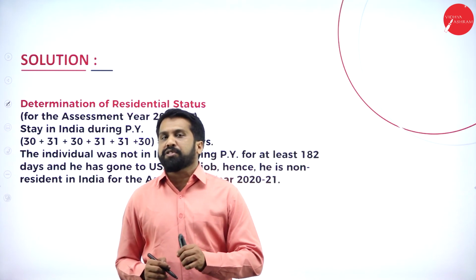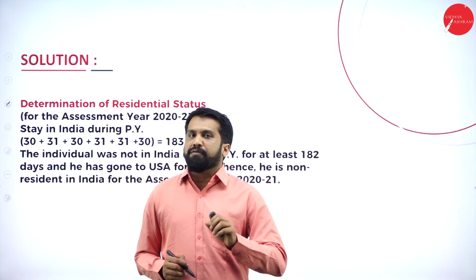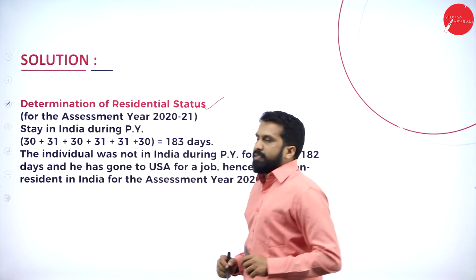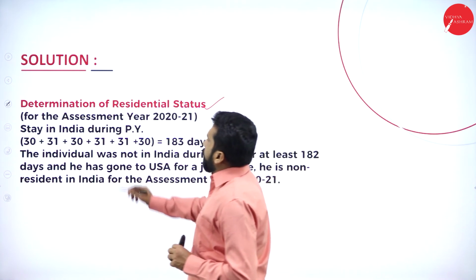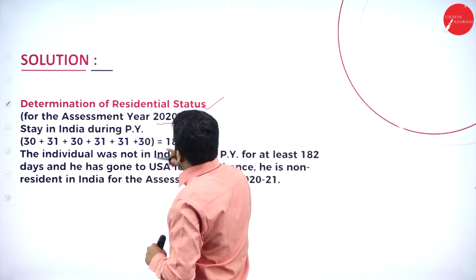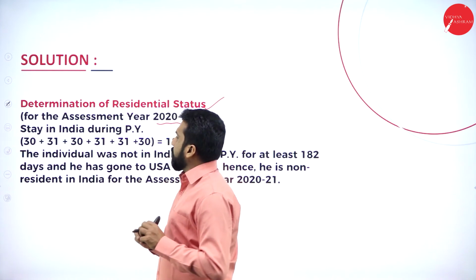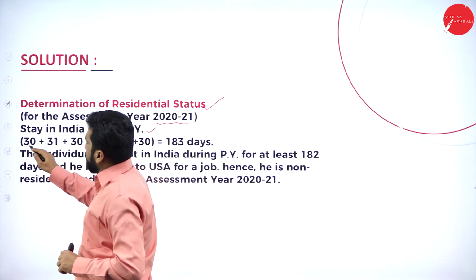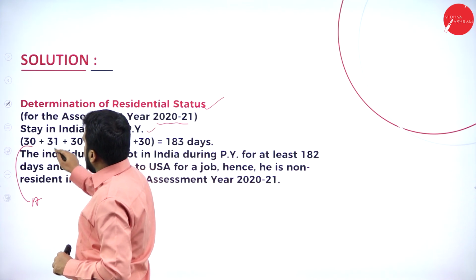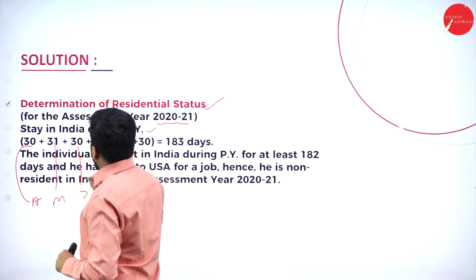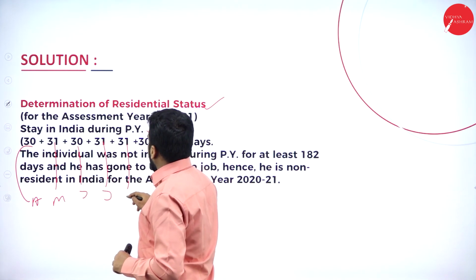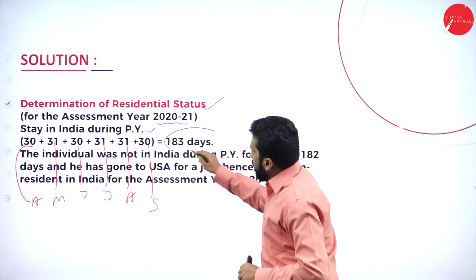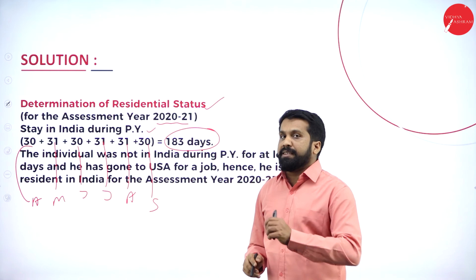Normally, these kinds of questions will be asked for 5 marks. Now, determination of residential status. For the assessment year 2020 and 2021, stay in India during the previous year, as I told you, is in the months of April, May, June, July, August, September. So how many days was he there? He was there for 183 days.